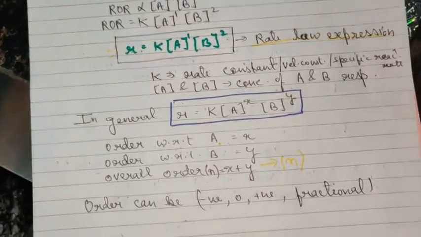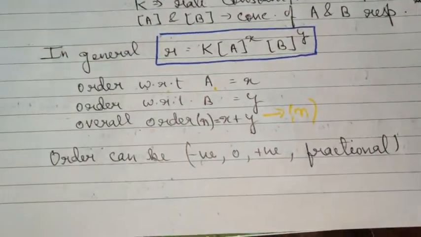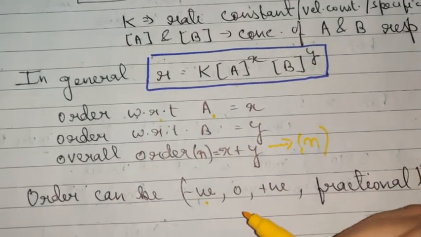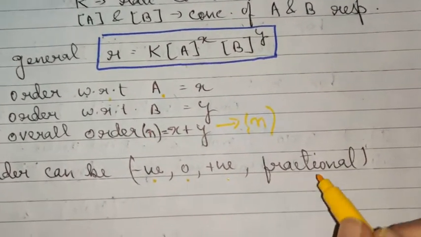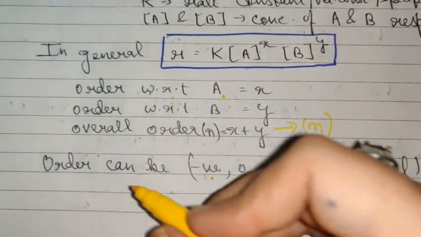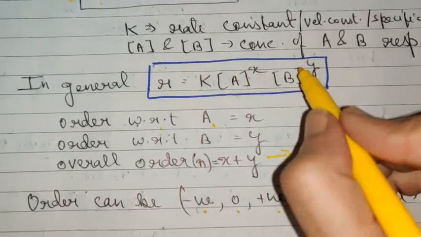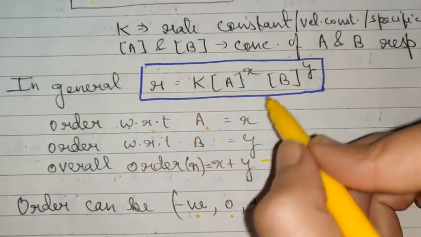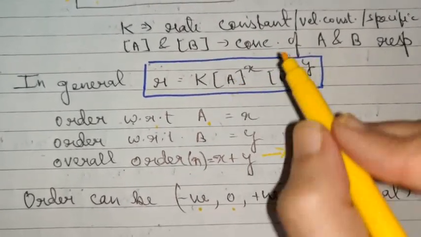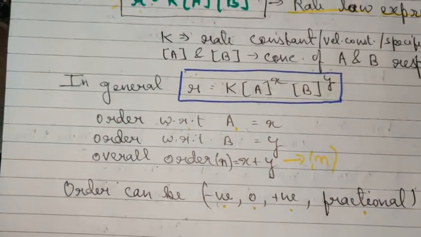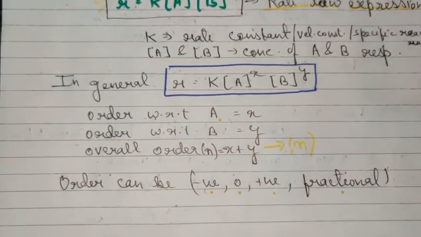So the general expression is also given. Now see here, one important point is mentioned. An order can be negative, it can be 0, it can be positive, and it can be fractional. So order of the reaction, order means what? These powers are called the order of the reaction. These powers can be negative, positive, 0, fractional, anything. Is it clear?